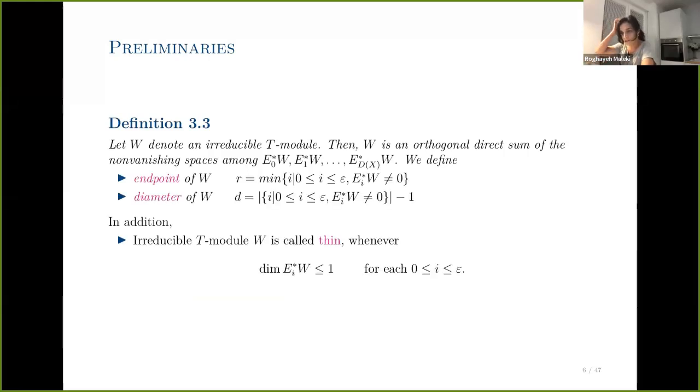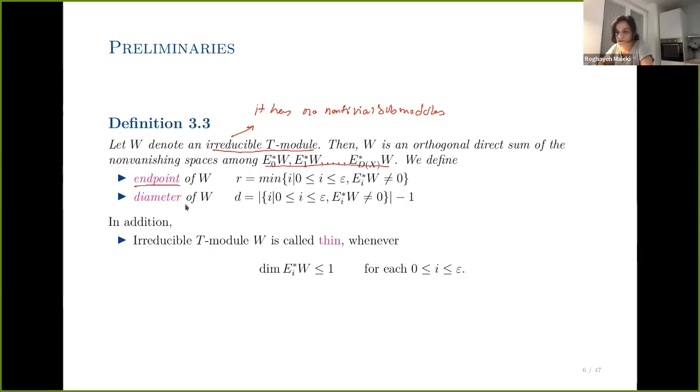The notion of irreducible T-modules is in fact very important in our research. By irreducible, I mean that the module has no non-trivial submodules. So we let W denote an irreducible T-module. And W is in fact the orthogonal direct sum of the non-vanishing subspaces E_i*W.